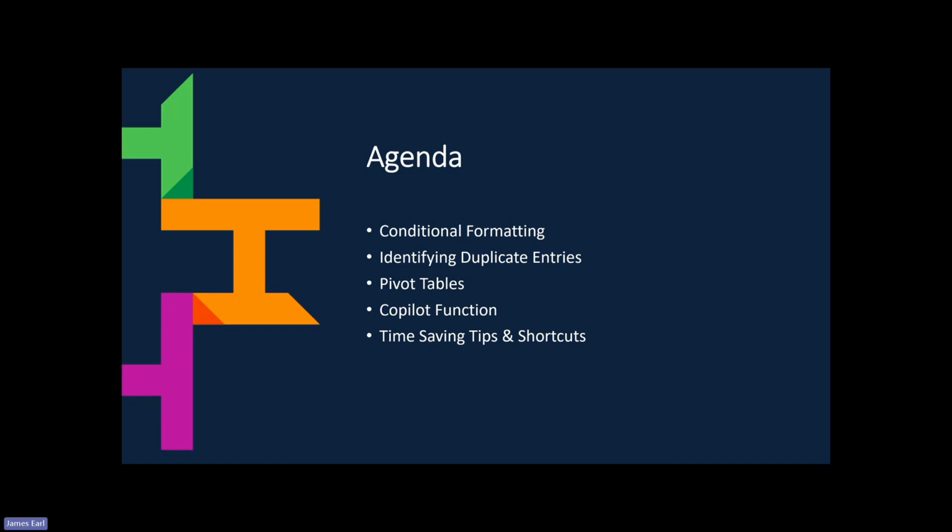We're going to start by looking at conditional formatting and then how we can use conditional formatting to help us identify duplicate entries. Following that, we're going to look at pivot tables. Pivot tables are a really useful tool for when you're trying to interrogate and understand your data in a bit more detail. Following that, we will look at the Copilot function, which is a new function in Excel that enables you to use Copilot to interact with some of your data. And then we will finish with a few time-saving tips and shortcuts that we find useful and wanted to share.